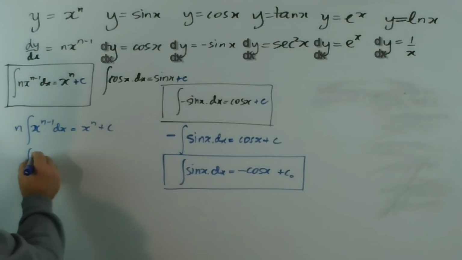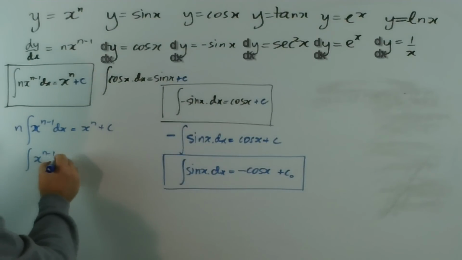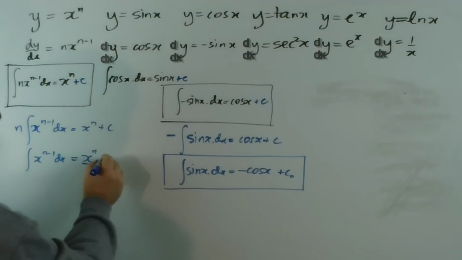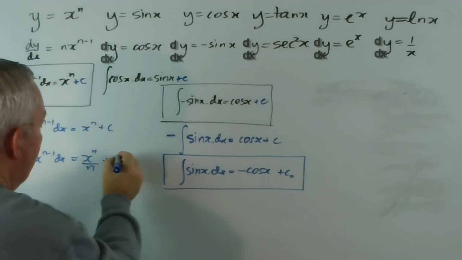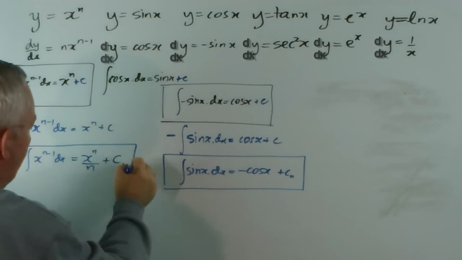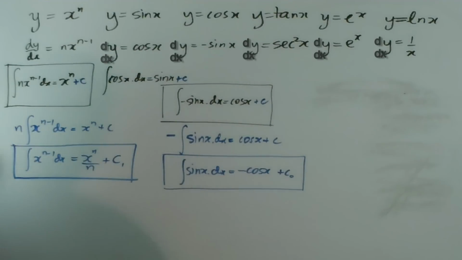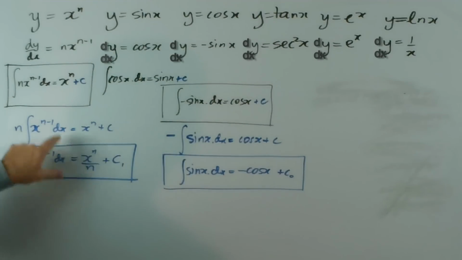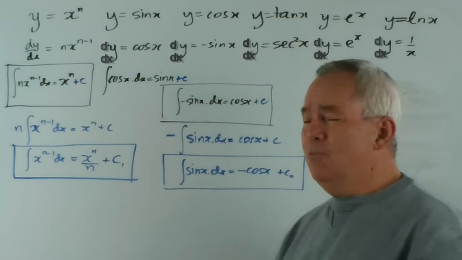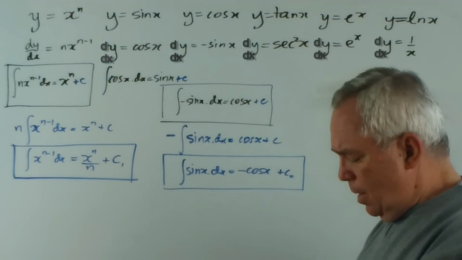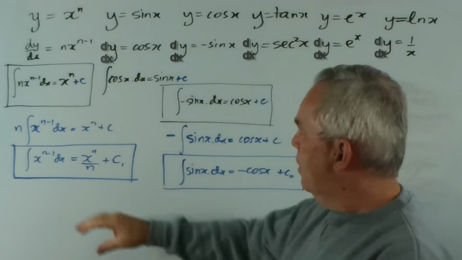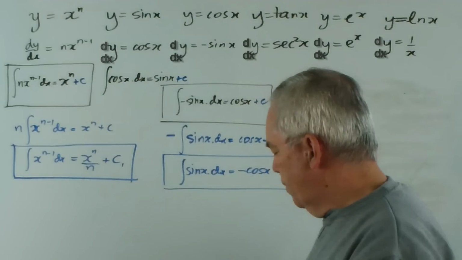And this side would simply be x to the power n minus 1 dx equals x to the n over n plus c over n. Well, I'll just give it a different constant just to make that look simpler. And they memorise this rather than that. This is where the confusion is. Which one should you use? Well, it really doesn't matter. And I'll demonstrate using this one.